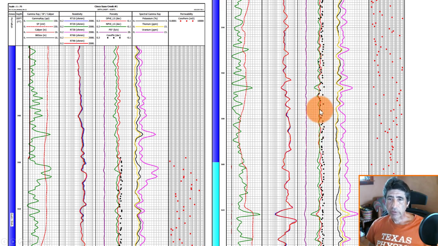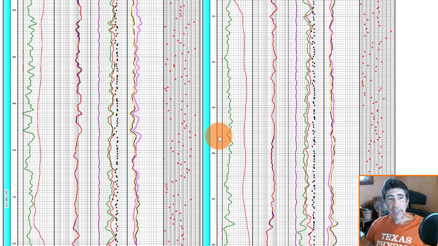Also, the coincidence of the neutron and density porosity logs expressed in sandstone porosity units is telling us that in the Austin Chalk, the dominant mineral composition is calcite. And here we're also going to be looking at the correlation between the gamma ray logs and resistivity logs. So let's move down.